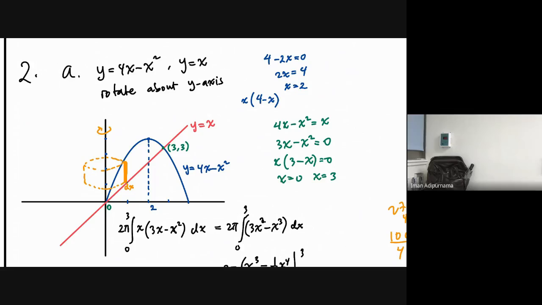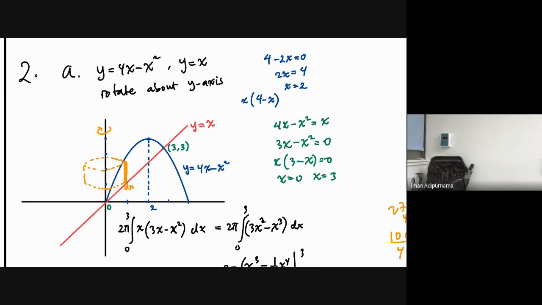My suggestion is the shell method because it's not too difficult to calculate. Clearly this whole curve minus this one is the height, right? And this length here is the radius. So the radius is just x, any x that is changing around here. So you can just write x, and then 3x minus x squared is the height. The difference, 4x minus x squared minus x, becomes 3x minus x squared.